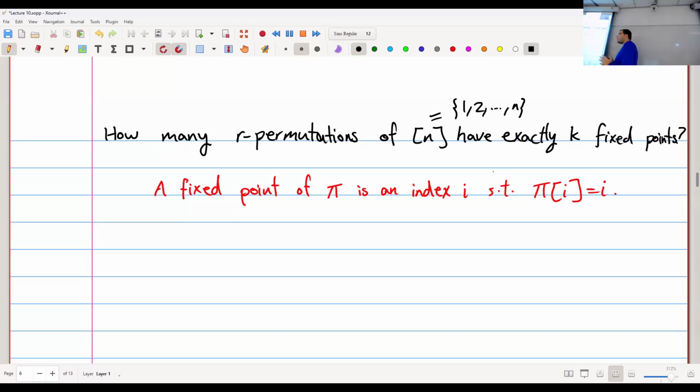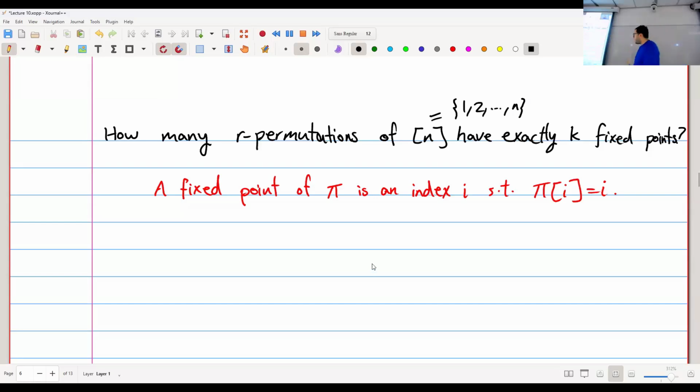But I want to create an R permutation. So I want to take only R of the elements and put them in some order, in some queue, right? But additionally, I want to make sure that I have exactly k fixed points. So I have exactly k indices where the number is equal to the value. Or another way of saying this is that I have n people numbered from 1 to n. I have R chairs numbered from 1 to R. I want to choose R of these people and put them on the chairs so that for exactly k of the chairs, the number of the chair and the number of the person is the same. Okay, that's what I want to find.